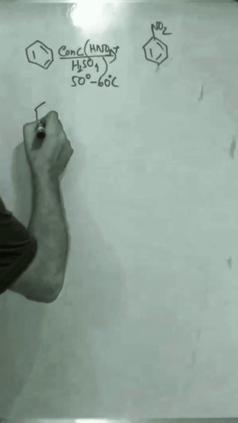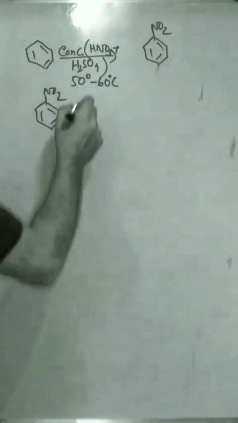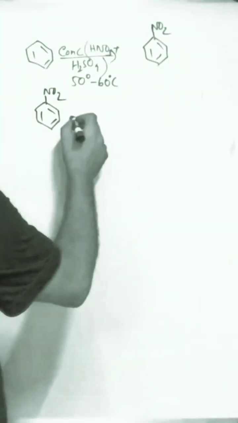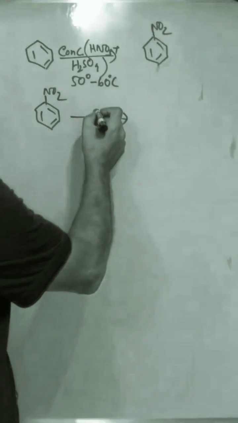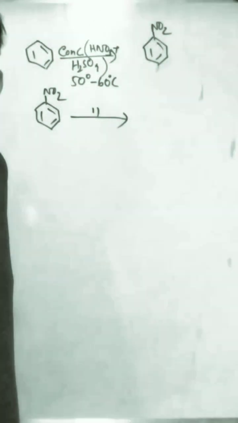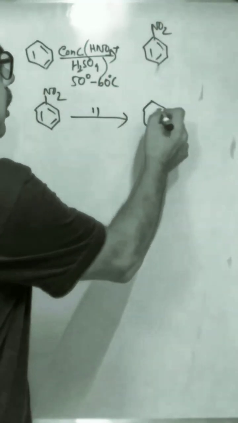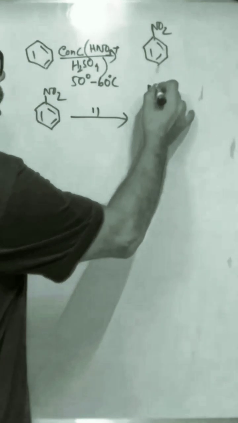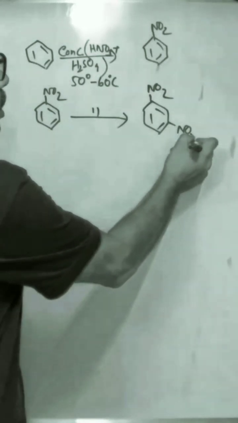When you do the same reaction over nitrobenzene, that is, the starting material is nitrobenzene, and we are nitrating the nitrobenzene further, that is, a mixture of concentrated nitric acid and sulfuric acid at the temperature of 50 to 60 degrees centigrade, the product is meta-dinitrobenzene, NO2, that is, the next NO2 comes at meta position with respect to the initial one.